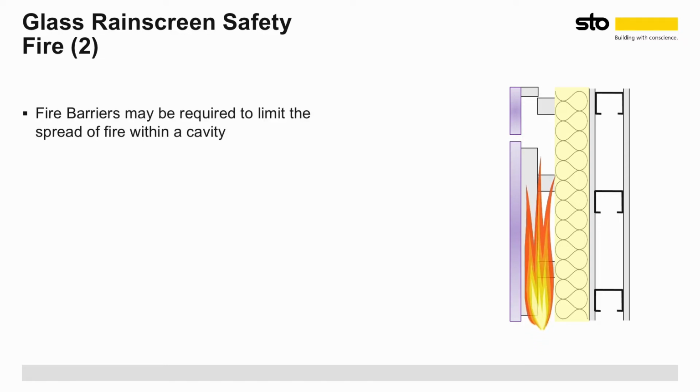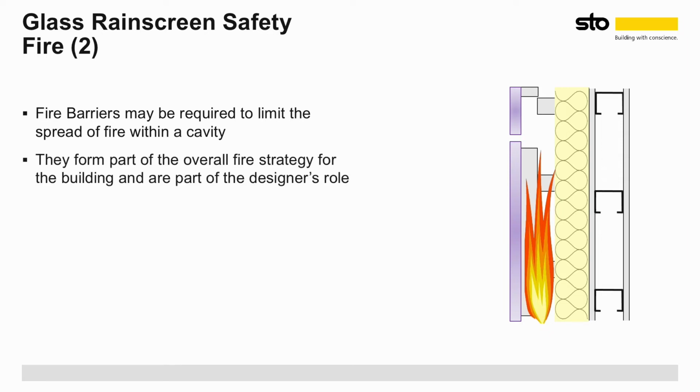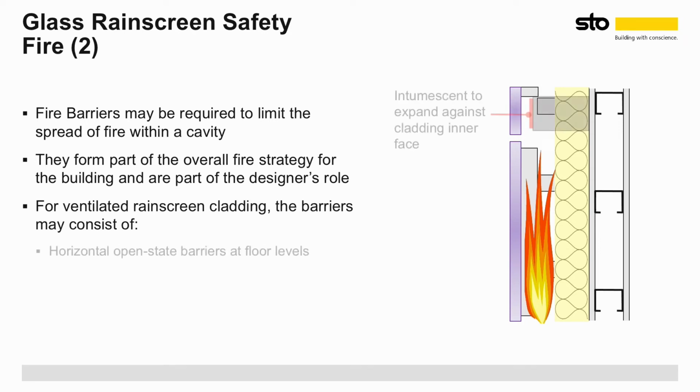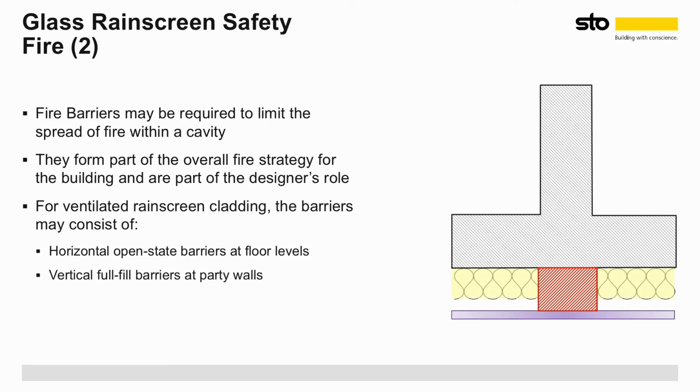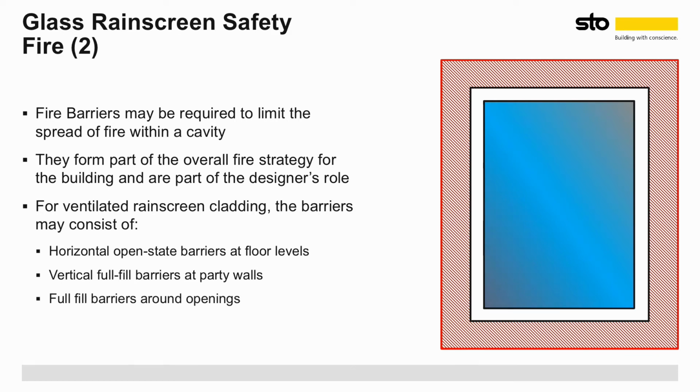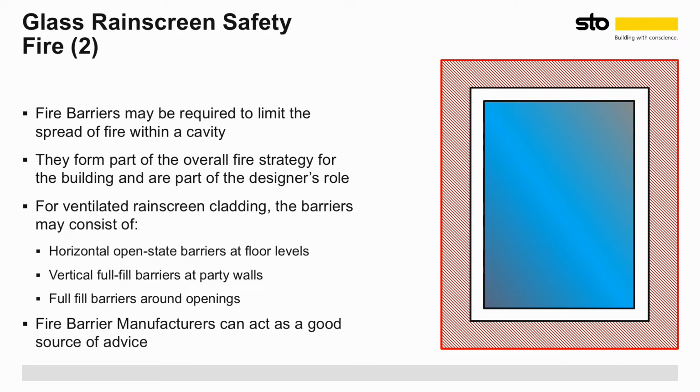Fire barriers may be required to limit the spread of fire within a cavity. They form part of the overall fire strategy for the building and are part of the designer's role. For ventilated Rainscreen cladding, the barriers may consist of horizontal open state barriers at floor levels, vertical full-fill barriers at party walls, full-fill fire barriers around openings.